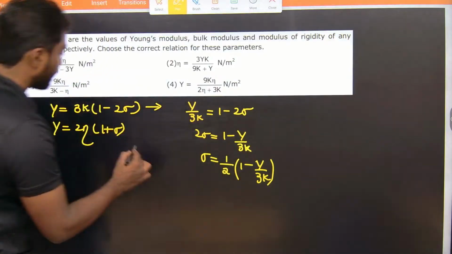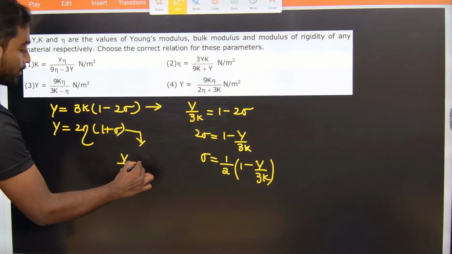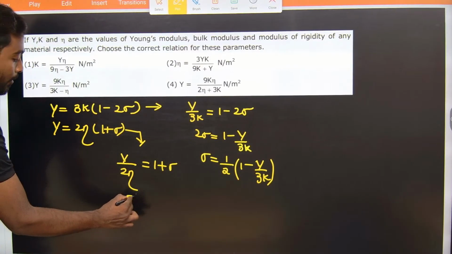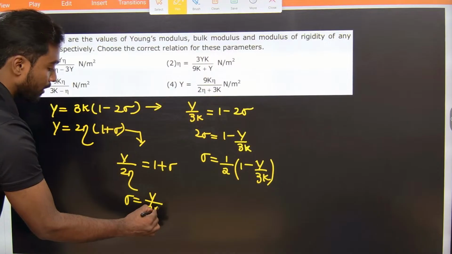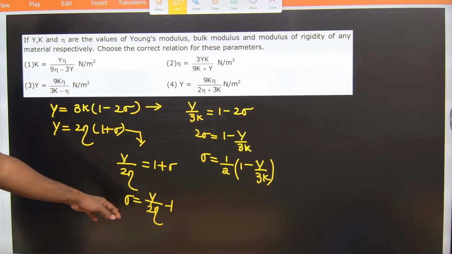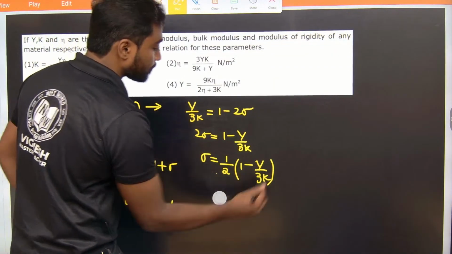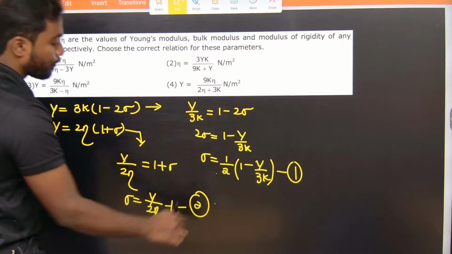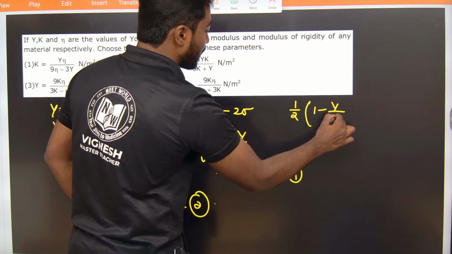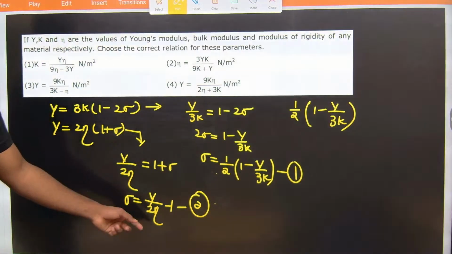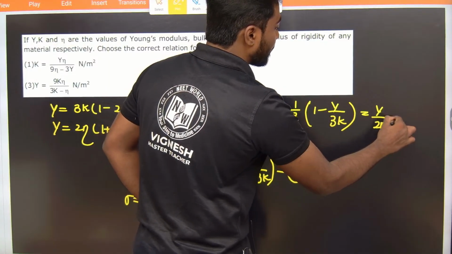For the second one, what is the value? Y by 2 eta is equal to 1 plus sigma, where sigma will be equal to, I can take 1 to the other side, Y by 2 eta minus 1. This is the second equation. Can I equate the first one and second one now? Let me take this as equation number 1 and this is 2. So from 1 and 2 I will get 1 by 2 into 1 minus Y by 3K is equal to Y by 2 eta minus 1.